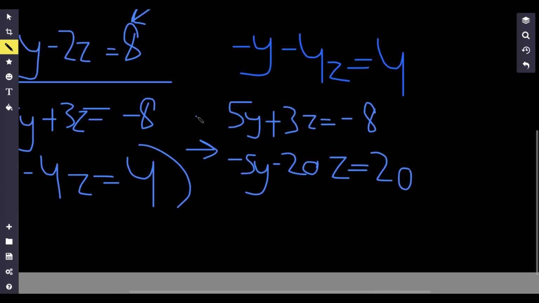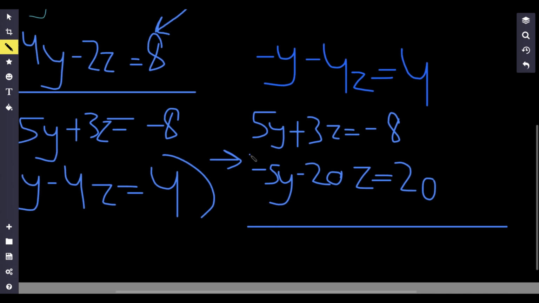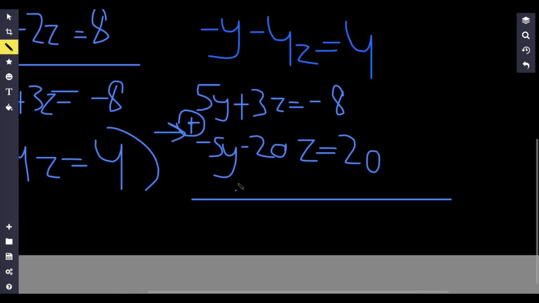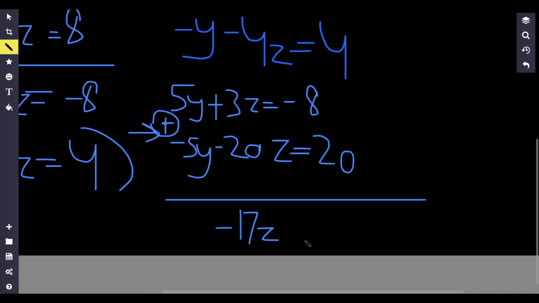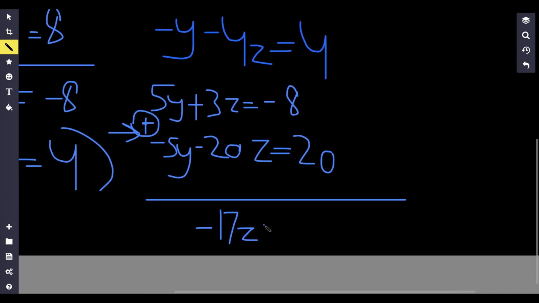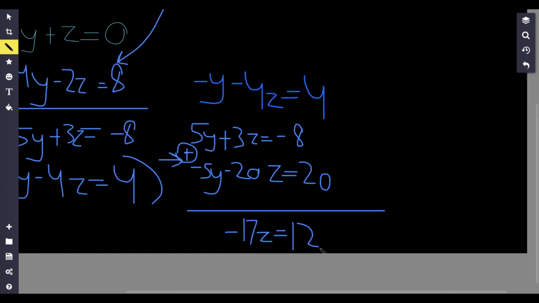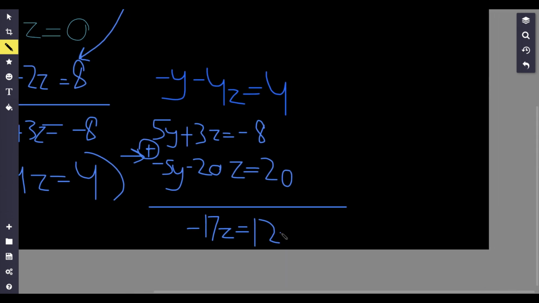Now you'll notice we have a 5y on the top equation and then a negative 5y on the bottom equation. So in order to get rid of these two variables, I could just add the two equations together. 5y plus negative 5y is just 0y. 3z plus negative 20z is negative 17z. And negative 8 plus 20 is just going to be equal to 12. If I divide both sides by negative 17, I get that z is equal to negative 12 over 17.